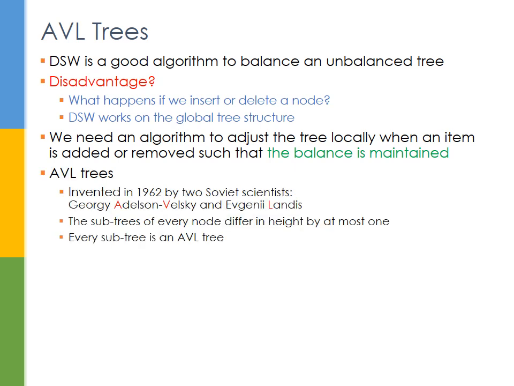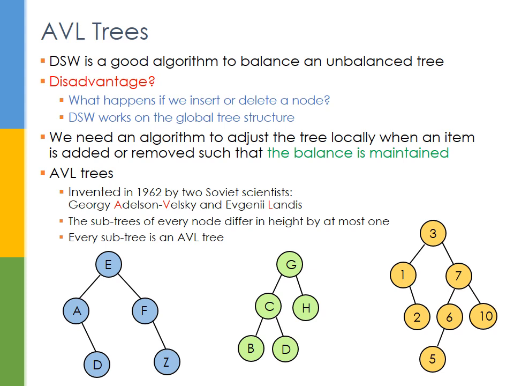So AVL trees were invented back in 1962 by two Soviet scientists, and again the name of the algorithm comes from the last names of the inventors, Adelson, Velsky, and Landis. So in an AVL tree, the subtrees of every node differ in height by at most 1. What this means is we are not dealing with perfectly balanced trees, we are dealing with only height balanced trees. And then also every subtree within an AVL tree is also an AVL tree.